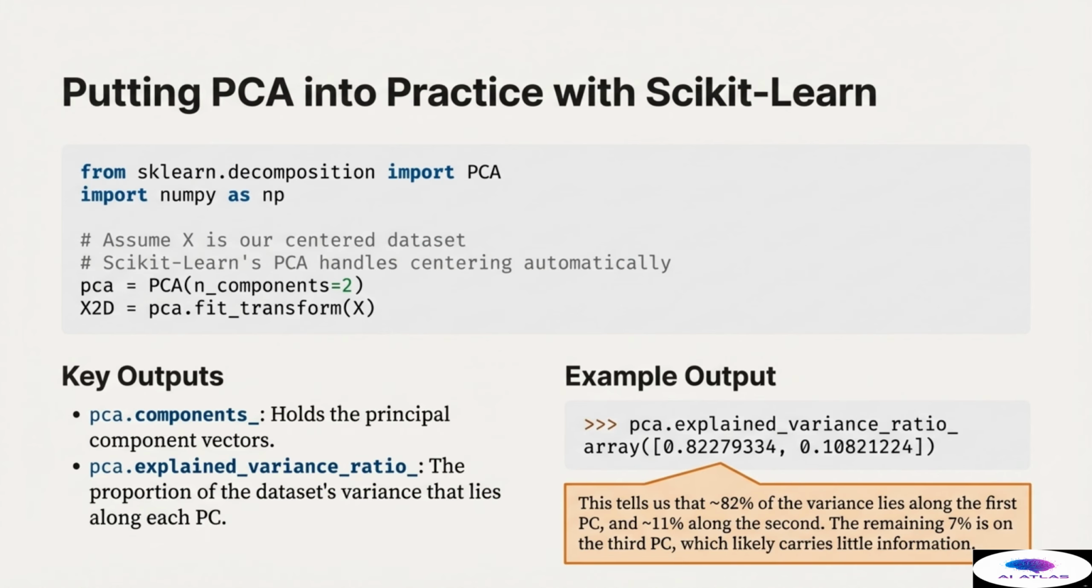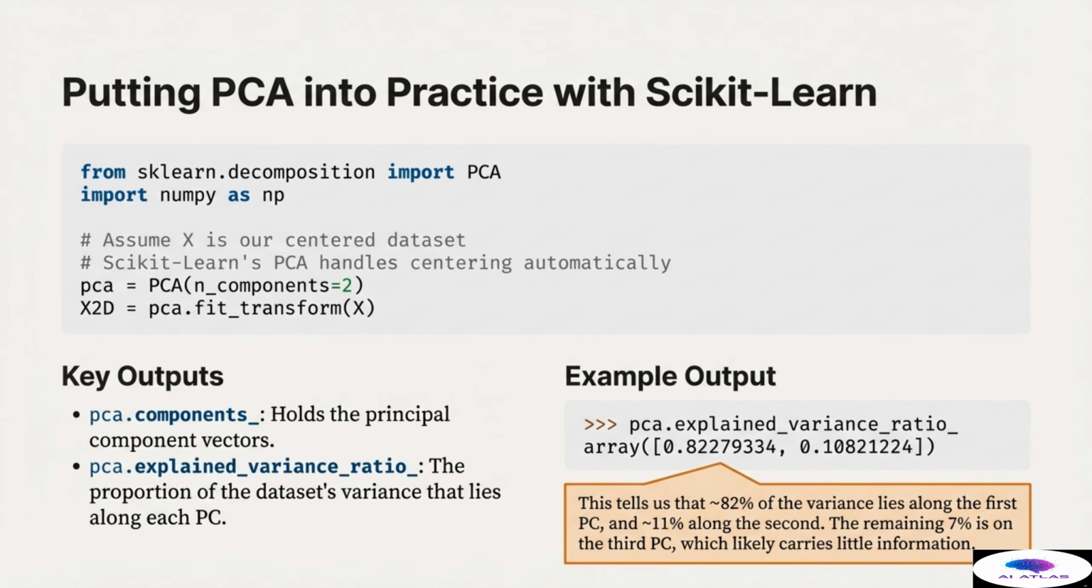Putting PCA into practice is highly accessible thanks to robust libraries like scikit-learn. Implementing PCA involves importing the PCA class from sklearn.decomposition. Once imported, we instantiate the PCA object. In our example code, we are setting the parameter n_components equal to 2, meaning we want to reduce the data down to 2 dimensions. We then use the fit_transform method on our data matrix X, which performs the decomposition and the projection in one step. The two most important outputs we must understand are pca.components_ and pca.explained_variance_ratio_.